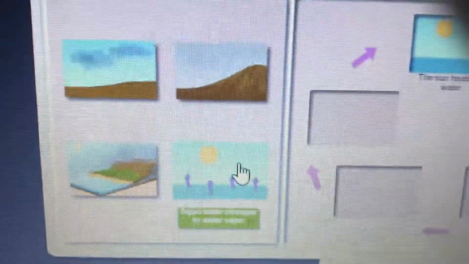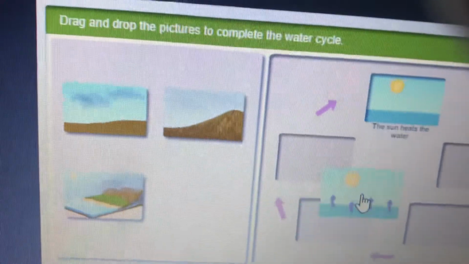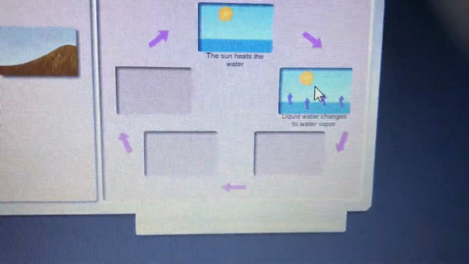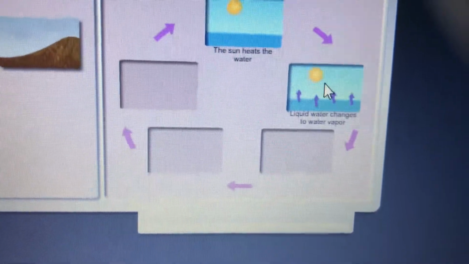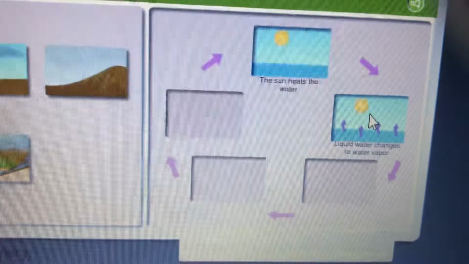So what would go after that? Which one do you think? If you said this one, I think you're right. Let's go over, put it there. And that is right. So after liquid water changes to water vapor, what is the next step?